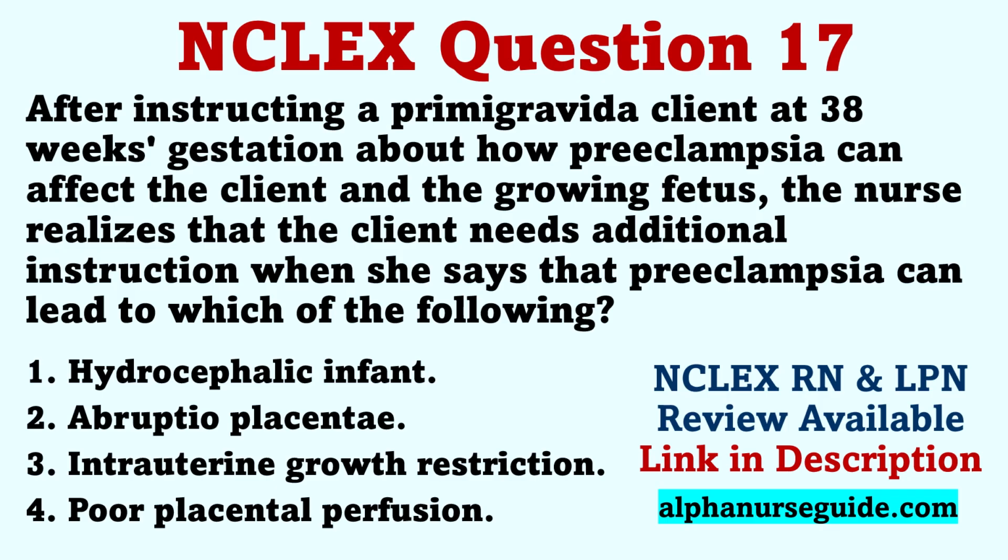The correct answer is 1. Congenital anomalies such as hydrocephalus are not associated with preeclampsia. Conditions such as stillbirth, prematurity, abruptio placentae, intrauterine growth restriction, and poor placental perfusion are associated with preeclampsia. Abruptio placentae occurs because of severe vasoconstriction. Intrauterine growth restriction is possible owing to poor placental perfusion. Poor placental perfusion results from increased vasoconstriction.